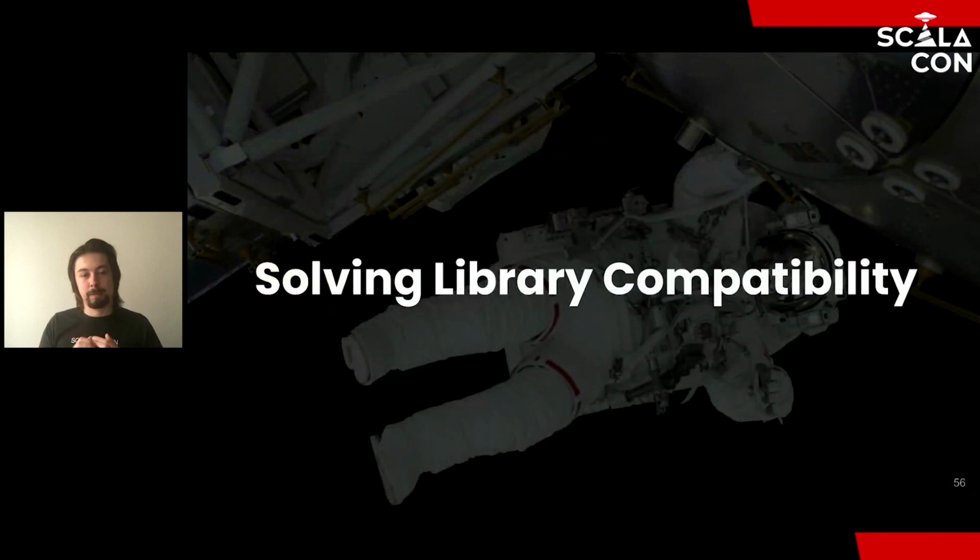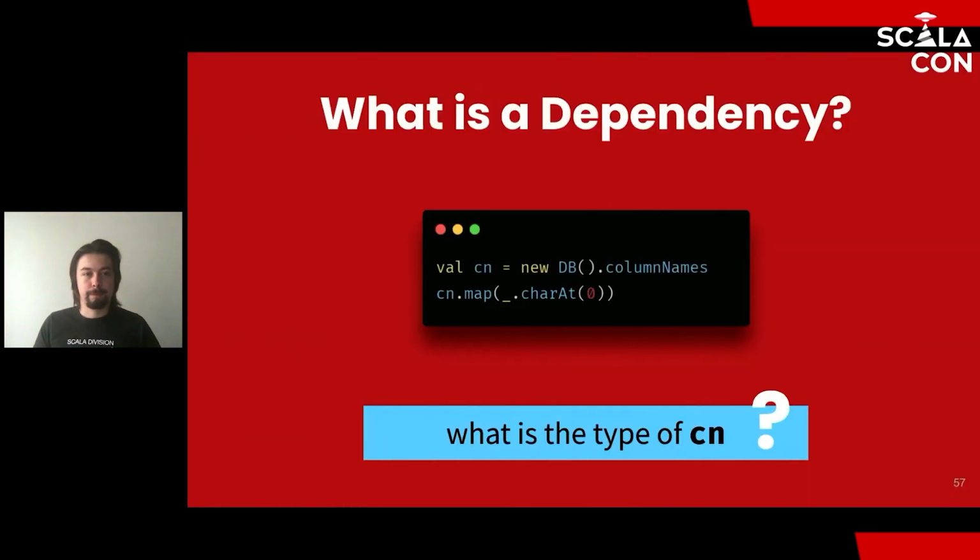So yeah, that was basically how you can migrate your library, steps to take. And now I want to discuss how it is even possible that we're able to have this backwards and forwards compatibility between Scala 2 and Scala 3. So to answer this question, we have to basically look at what a dependency is.